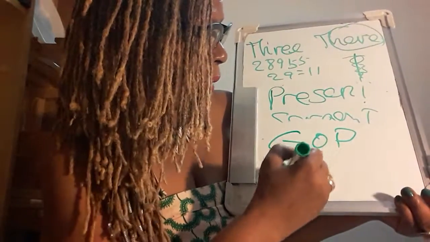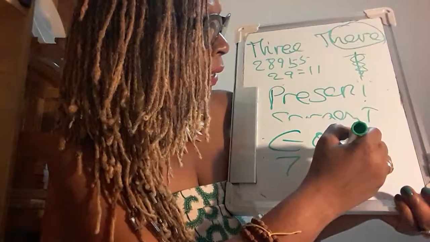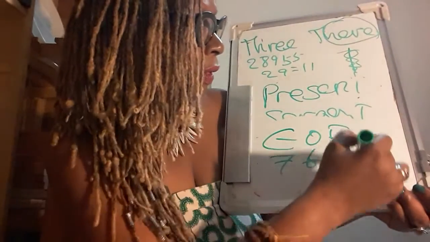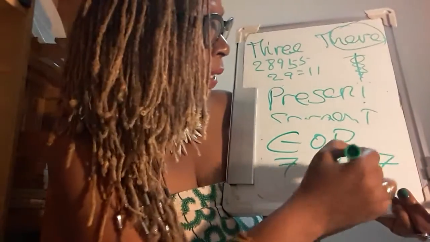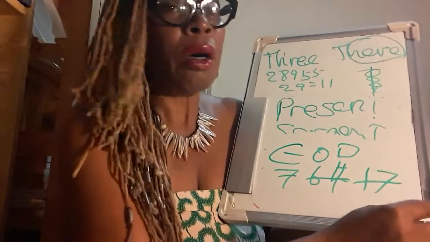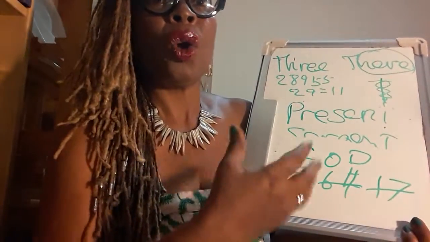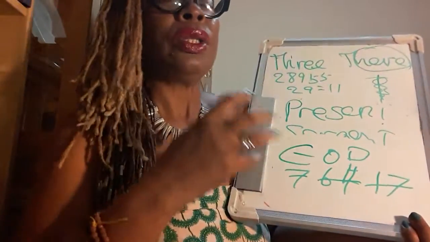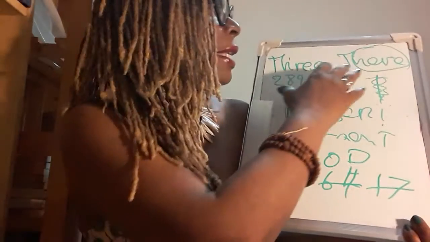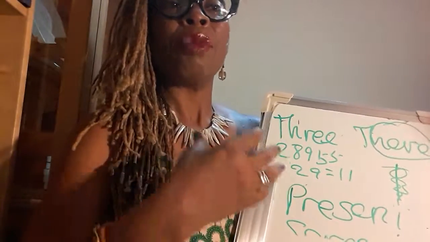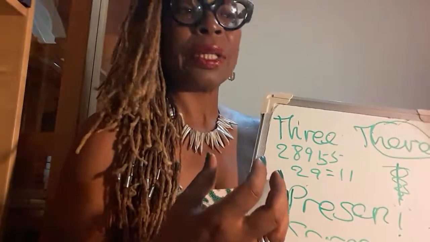So God meaning 7, 6, 4. And this is 10, 17. So basically, the womb is God, or God is the womb. This is something we had not seen or understood before. And this is another way of 3 revealing its true character.